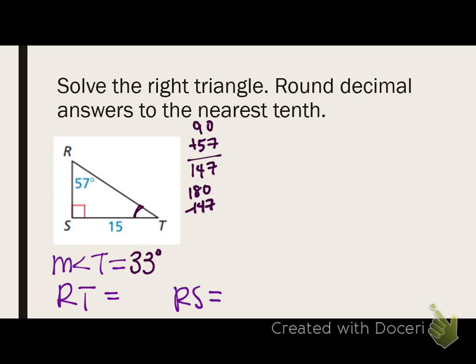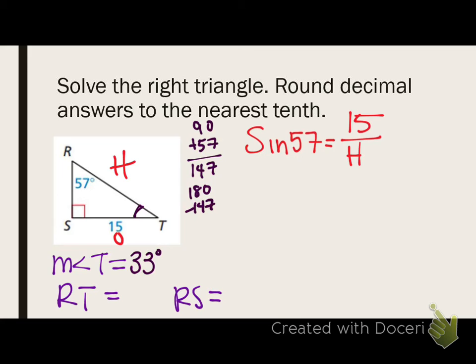Do we want to find RT or RS first? Sure. So RT, what kind of side is RT in comparison to 57? Hypotenuse. And then what kind of side is 15? Opposite. So which trig ratio are we going to use? Sine. Sine of 57 equals the opposite, 15, over the hypotenuse. I'm going to keep calling it H. You can call it whatever you want.